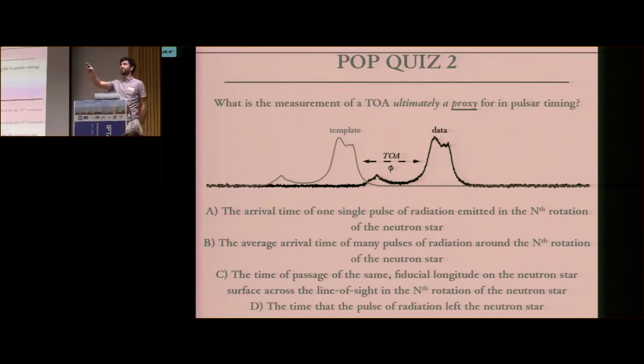Oh, we have a brave member of the audience? Well, no, I have a point of clarification. What does fiducial mean? Arbitrarily chosen. So I can draw a line of longitude on the neutron star surface and say I want to measure everything relative to the passage of that longitude across my line of sight. You can draw it anywhere, right? It's an arbitrary choice.